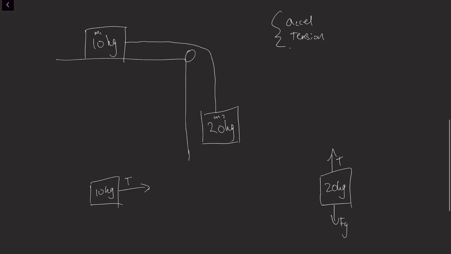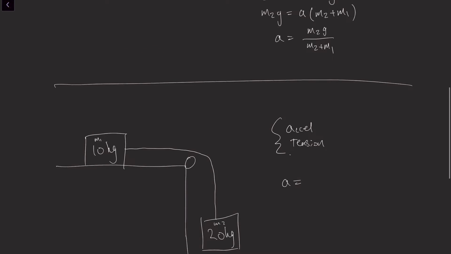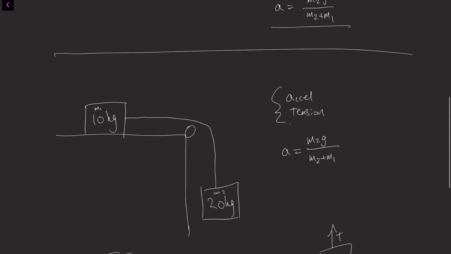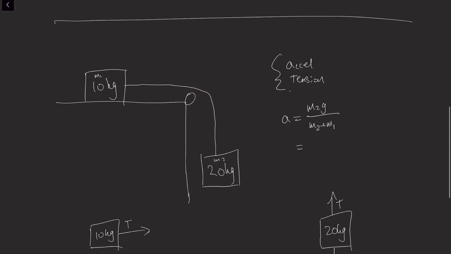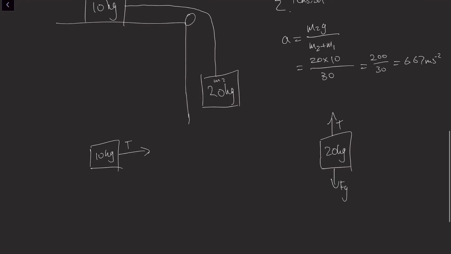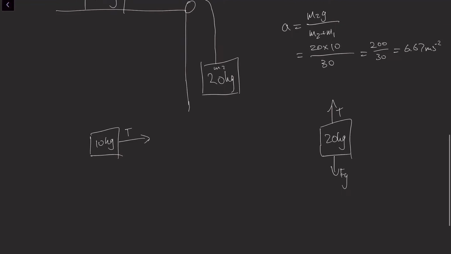Before we start any of the net force calculations, we want to find what acceleration is, which if we scroll up, we have this beautiful formula right here. M2 times gravity over the sum of the two masses. So let's substitute in the values that we know. 20, we'll say that gravity is 10, and add 10 and 20 together makes 30, equals 200 over 30, and we get 6.67 meters per second squared, 6.666 recurring. So we'll round up to 6.67 for now. Good.